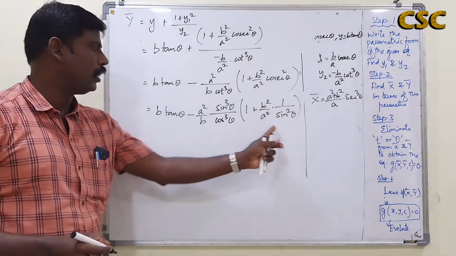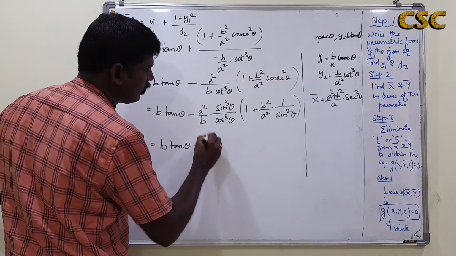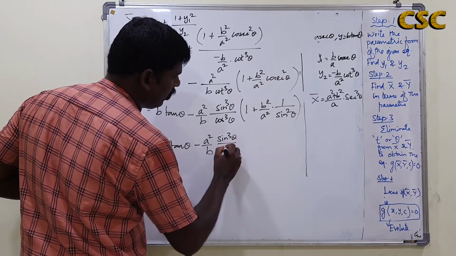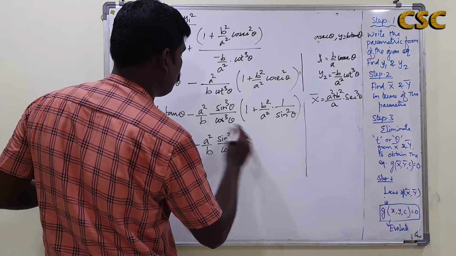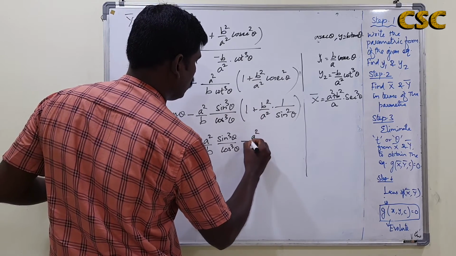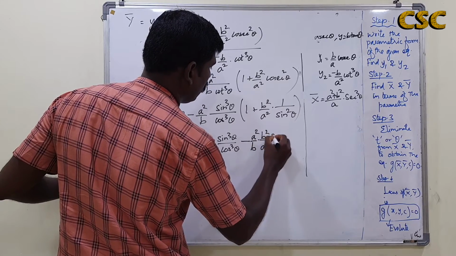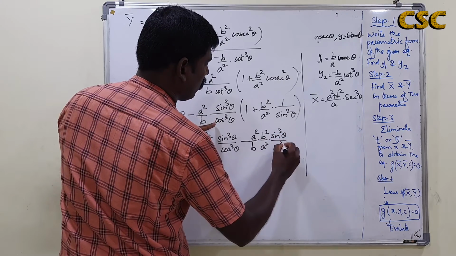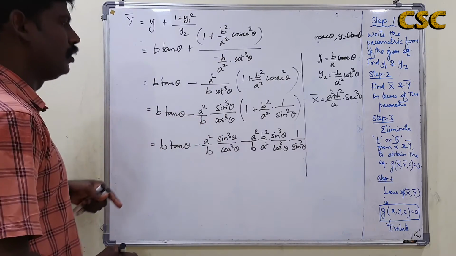Okay. Now I am going to multiply this inside there. So b tan theta minus a square by b sin cube theta by cos cube theta, and then plus into minus a square by b into b square by a square into sin cube theta by cos cube theta into 1 by sin square theta, isn't it?